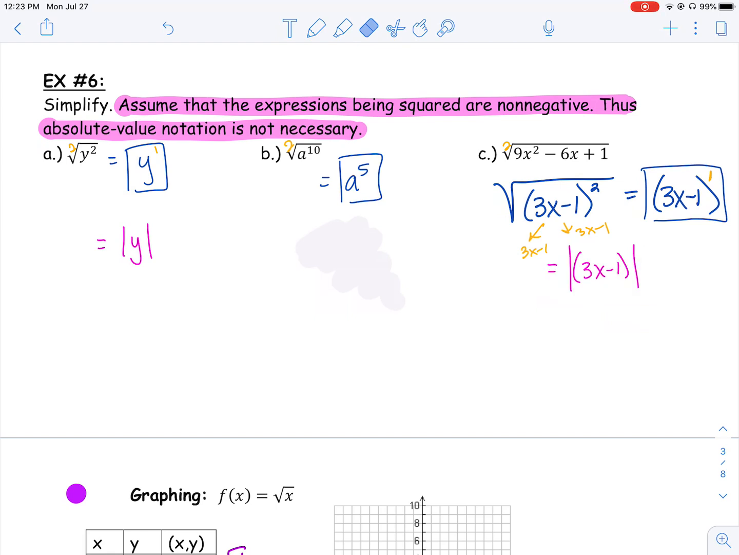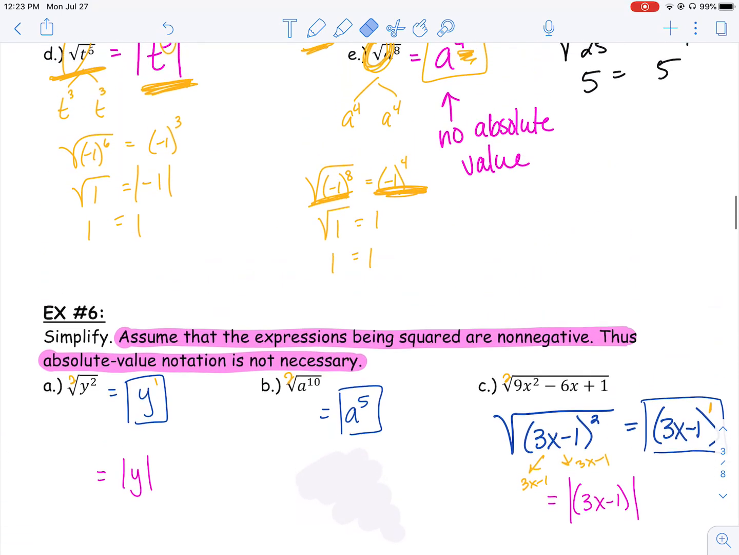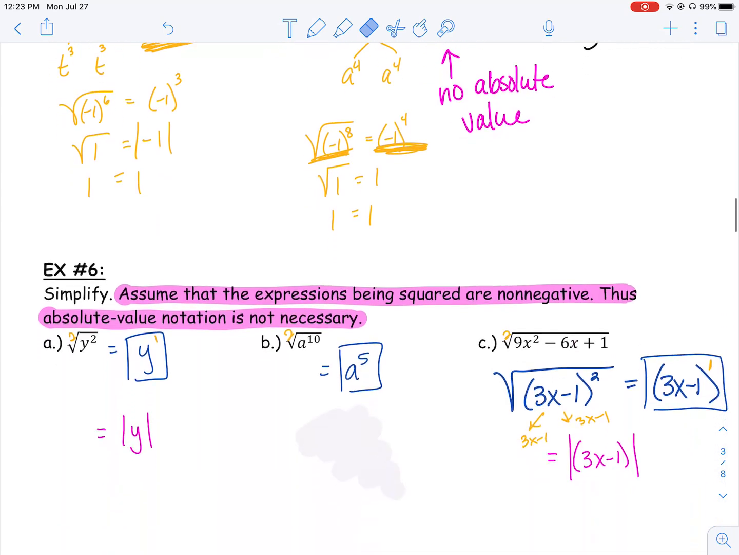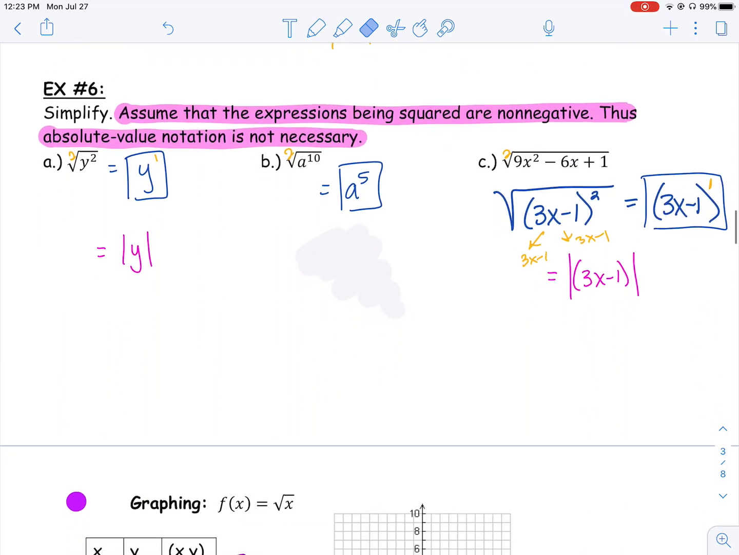So make sure you're paying attention to the directions. If it doesn't say anything about not worrying, then you need to be careful with those absolute values. If it says don't worry about it, well, then you can just simply simplify.